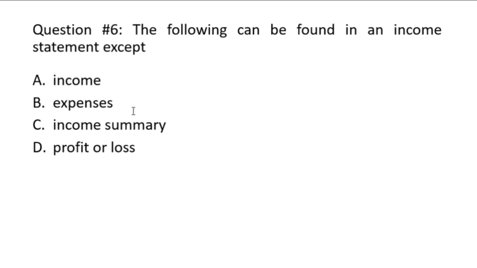Siyempre, yung income and expenses, dapat nandyan yan. Yung income summary, ito yung ginagamit natin na account para i-close yung ating mga temporary accounts. Pero itong income summary, hindi mo dapat dyan makikita sa iyong income statement, at kahit sa anong financial statement, because income summary is eventually closed din. Nominal account din yan. Iko-close din yan after your closing procedure. Zero balance din yan. So, hindi mo ito makikita sa ibang mga financial statements. Profit or loss, bottom figure na naman yan ng iyong income statement. Okay? So, the answer for question number 6 is letter C.